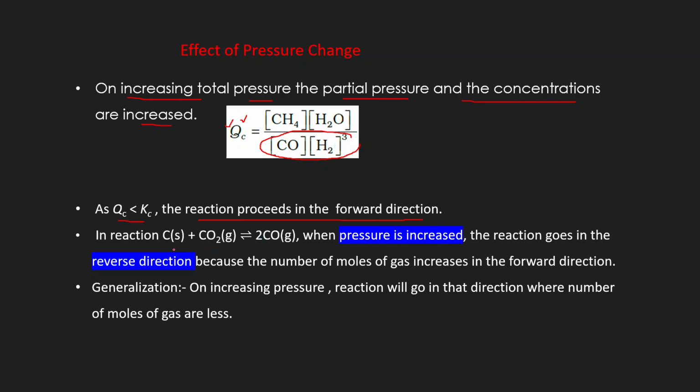See one more example. C plus CO2 converting into 2CO. Now see, on the reactant side there is only one gaseous mole. On the product side there are two gaseous moles. So what will happen if we increase the pressure? When pressure is increased, the reaction goes in the reverse direction because the number of moles of gas increases in the forward direction while the number of moles of gas decreases in the reverse direction.